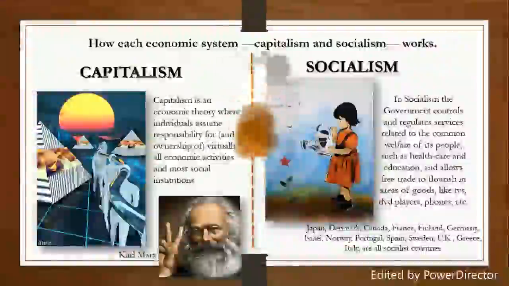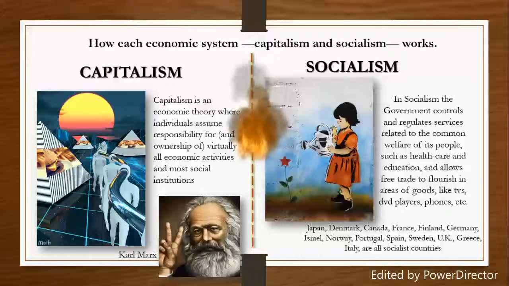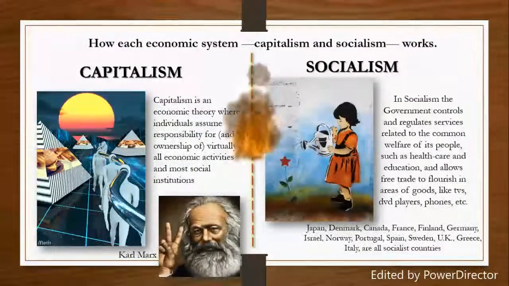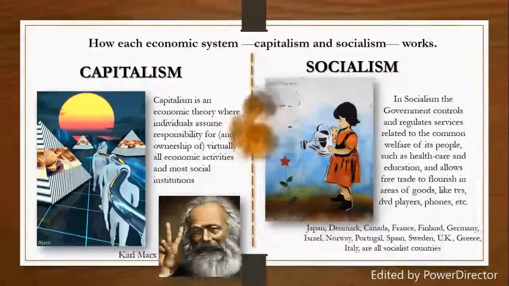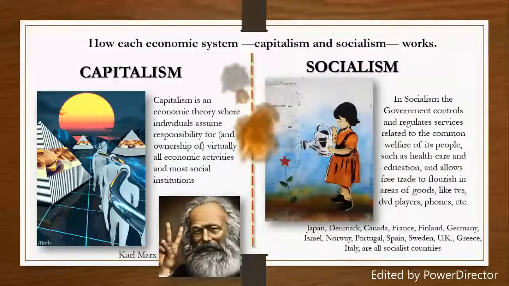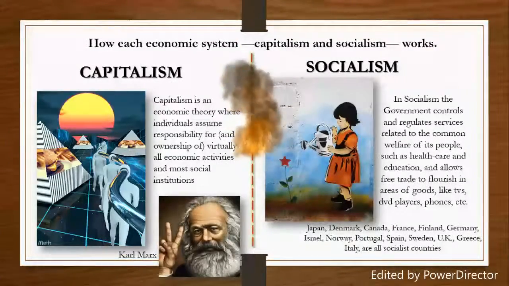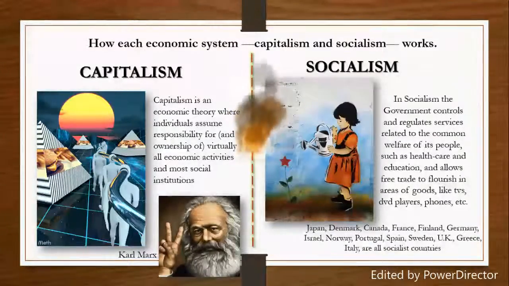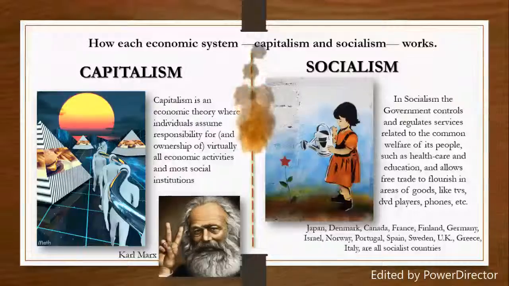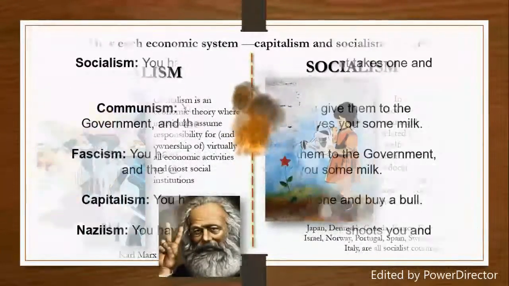Now I'm going to explain two economic systems, capitalism and socialism. Capitalism is an economic theory where individuals assume responsibility for virtually all economic activities in most social institutions, for example, healthcare. The other economic system is socialism, not communism. In communism, everything is controlled by the government, and in socialism, the government controls and regulates services related to the common welfare of its people, such as healthcare and education, and allows free trade to flourish in areas of goods like TVs, DVD players, phones, etc.